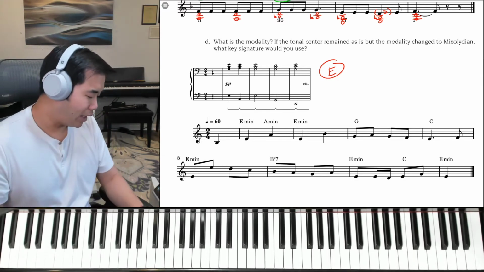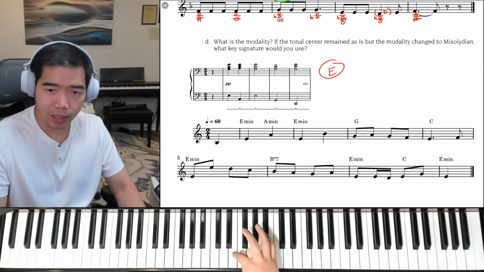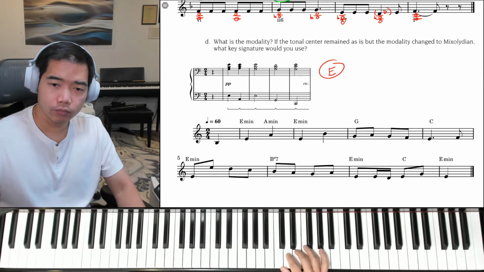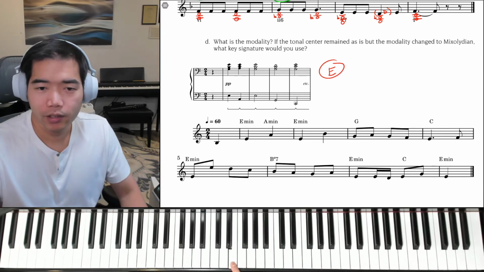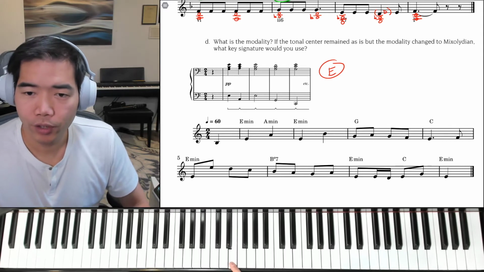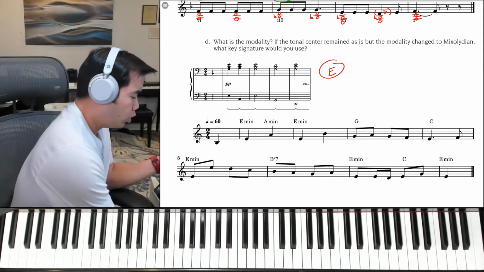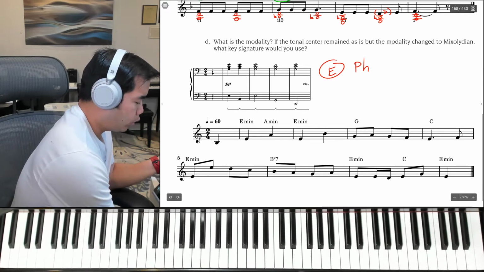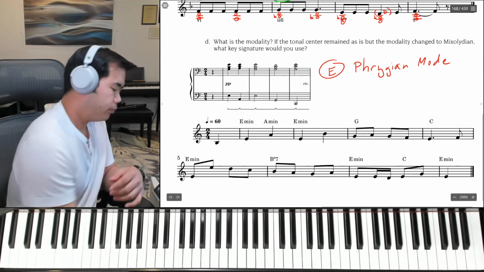Now, all these are white keys. If we were to play a scale starting from E, okay, this would be Phrygian. So this is the Phrygian mode. Is what we call this, Phrygian mode.